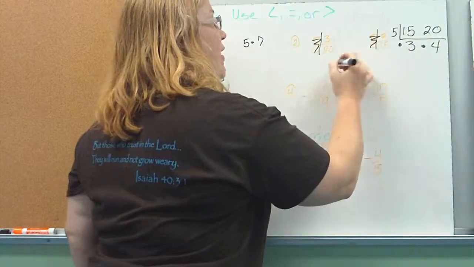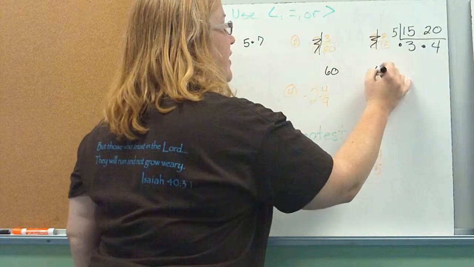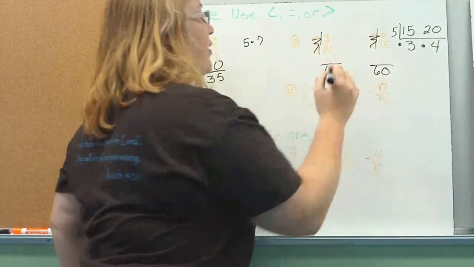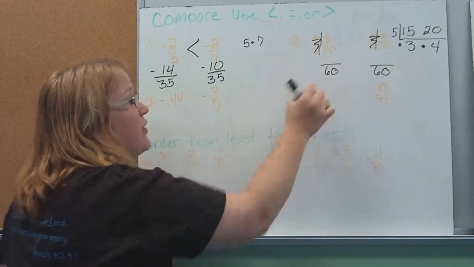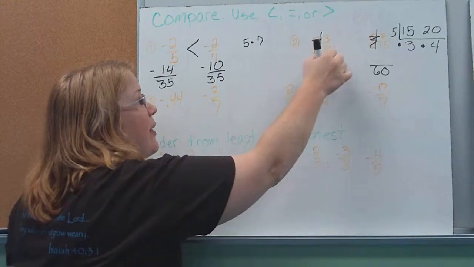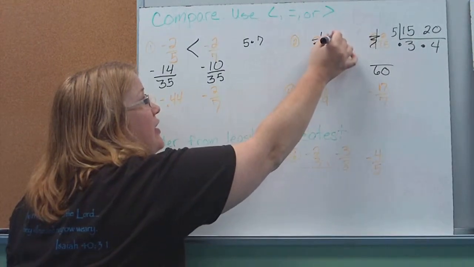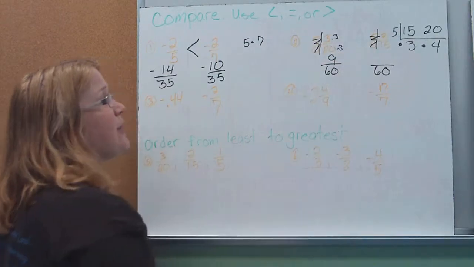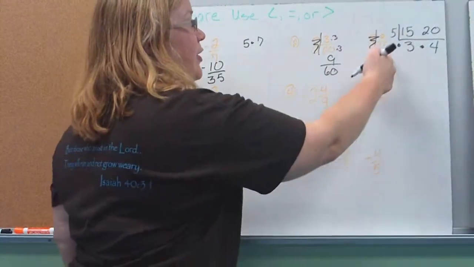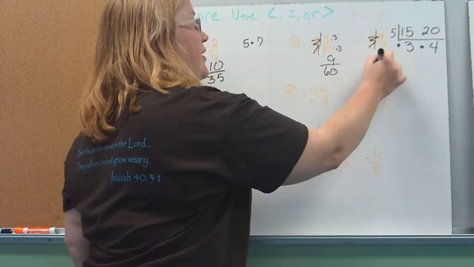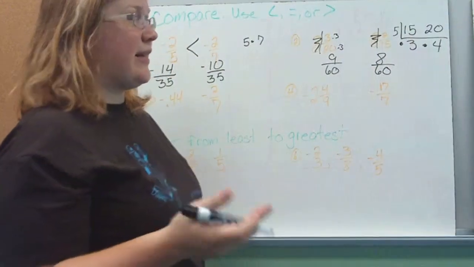3 times 4 is 12. 12 times 5 is 60. So I'm going to rewrite my fractions as 60ths. So 20 goes into 60 3 times, so that means I multiplied this by 3. I need to do the same thing to the top. 3 times 3 is 9. 15 goes into 60 4 times, so I multiplied the 15 by 4. I need to do the same thing to the 2, and I get 8/60ths.